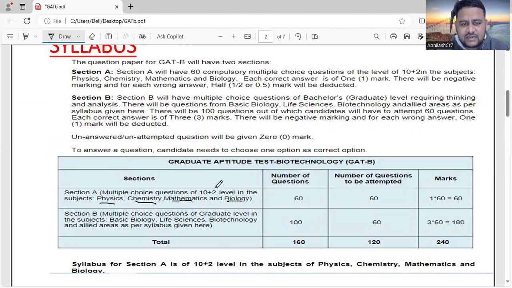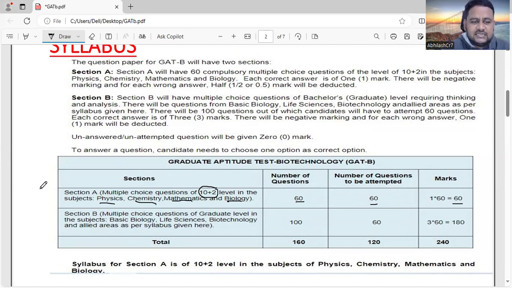This is of which level, friends? This is of 10 plus 2 level. The number of questions will be 60, and the number of questions to be attempted is also 60. Each question carries 1 mark, so that is 60 into 1. Total section A is of 60 marks, friends.